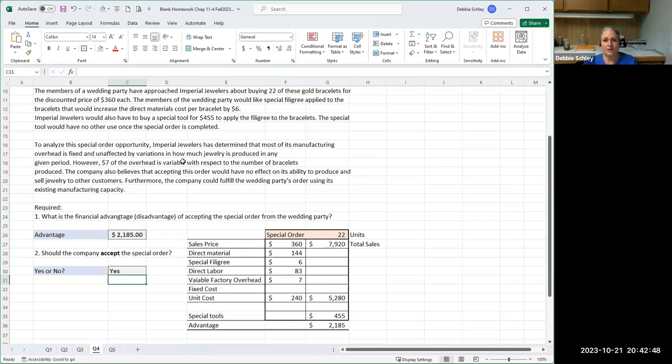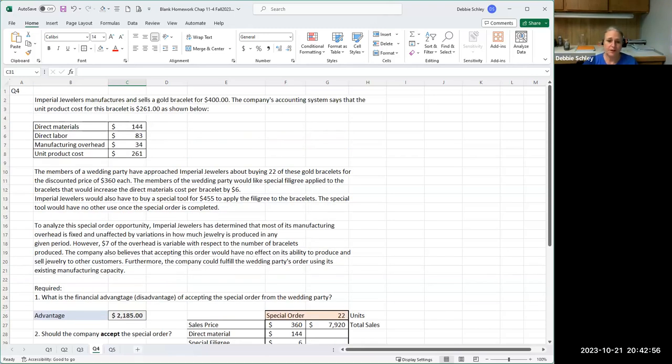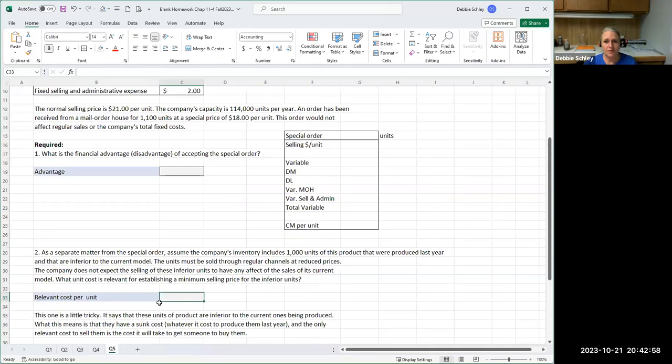And so, yes, as a company, they would want to accept this special order because it made them money. It might not have made them as much money as if they would have sold at their normal selling price, but it still made money. And so, yes, they're going to do it. Okay, question 5.